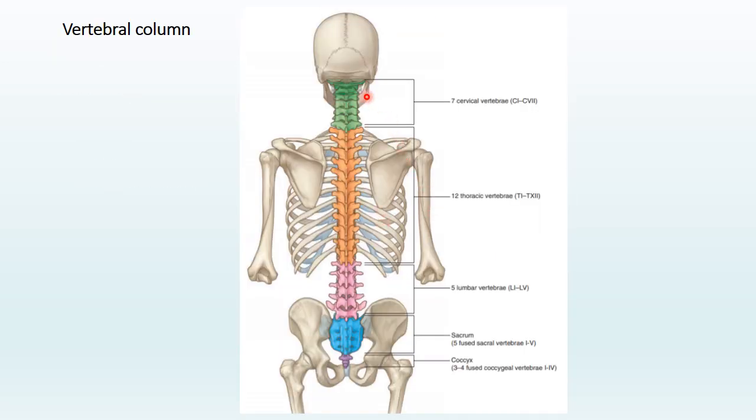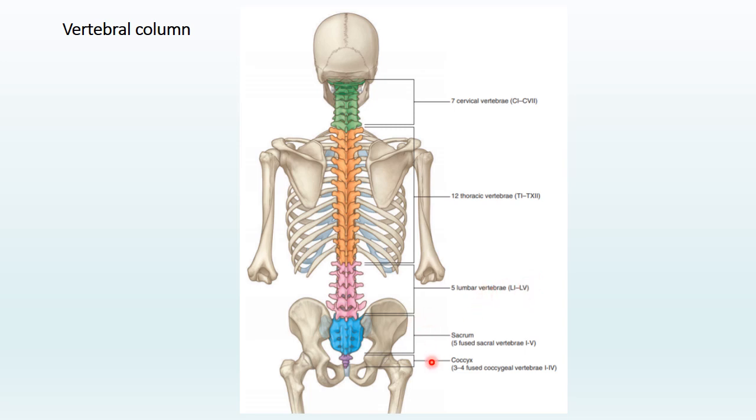The vertebral column is divided into 5 regions. The first region is called the cervical region, composed of 7 cervical vertebrae, numbered C1 to C7. The second region is called the thoracic region, including 12 thoracic vertebrae numbered T1 to T12. The third is called the lumbar region, composed of 5 lumbar vertebrae, numbered L1 to L5.